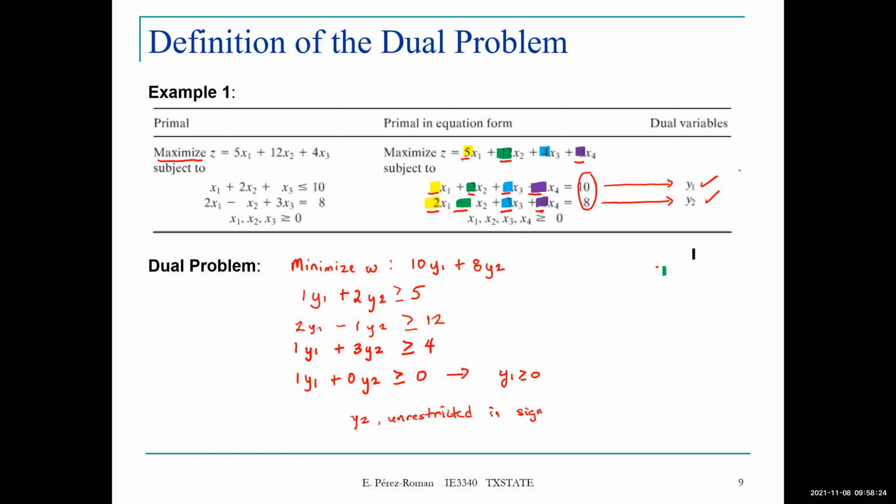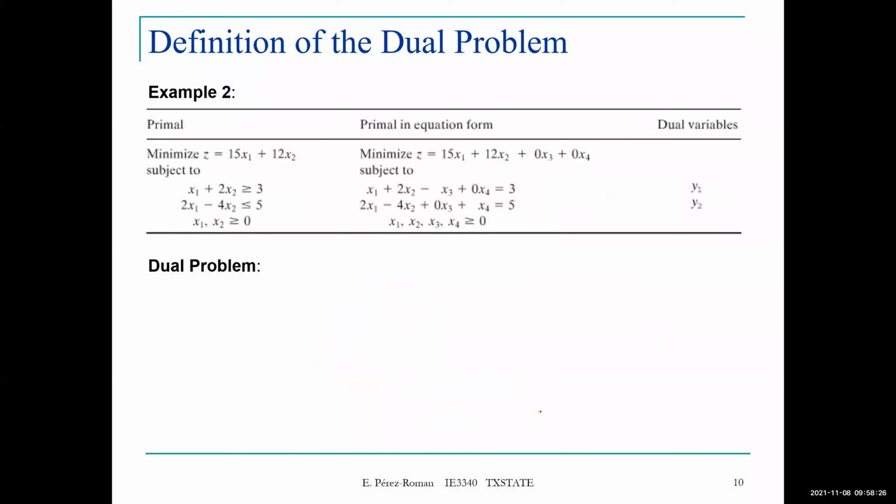So let's try the other one. I'm going to let you work on this one by yourself for a few minutes, and let's see how far you can go, and then we will discuss it. I'm going to give you 5 minutes to try this, or maybe less, 2 or 3 minutes. I want you to formulate the dual for a minimization problem. I have given you already the standard or the equation form, and you need two dual variables. So you basically have to repeat the same process.